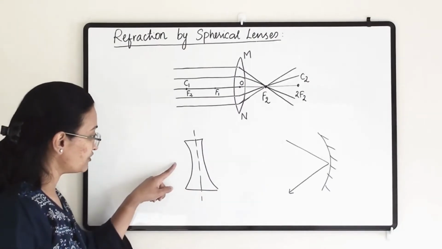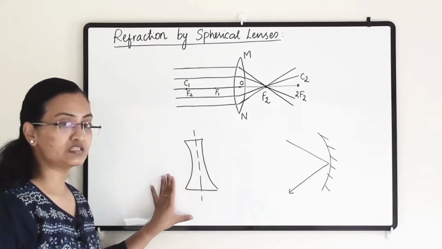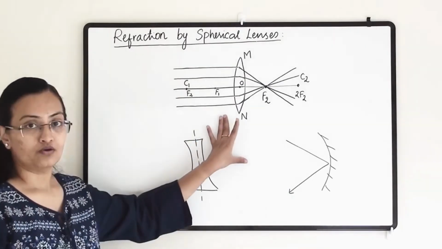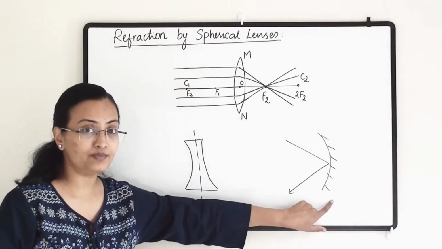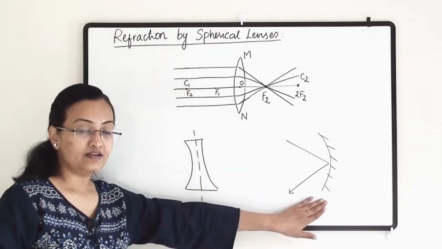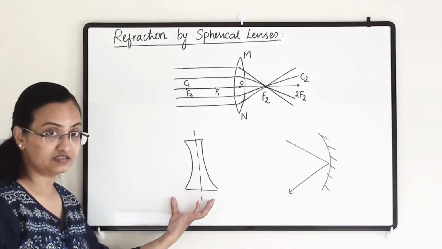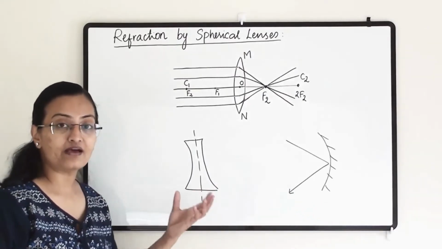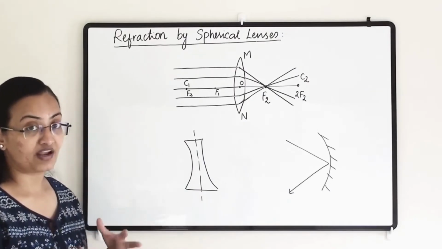So here this surface we can also use, and this surface we can also use. This is a concave lens and this is a convex lens. So these are the lenses and these are the mirrors. In a mirror we have only one surface, and those two mirrors give us reflection, whereas these lenses have two surfaces and they give us refraction.